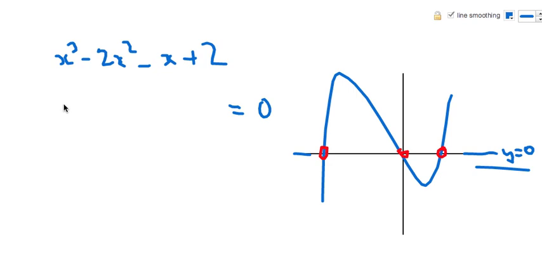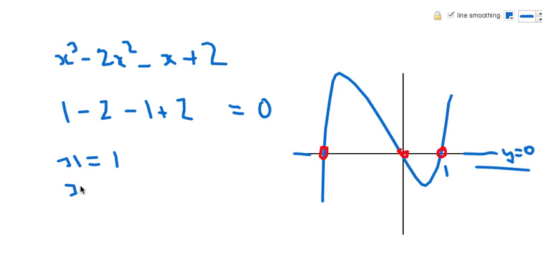So let's try 1. If we try 1 and cube it, and then do -2 times 1, which is -2, then -1 plus 2, we see that, yeah, that's going to equal 0. So x is 1, sorry, is a solution. If you put that in, that'll tell you x is 1. It'll tell you the cubic crosses the x-axis at 1.